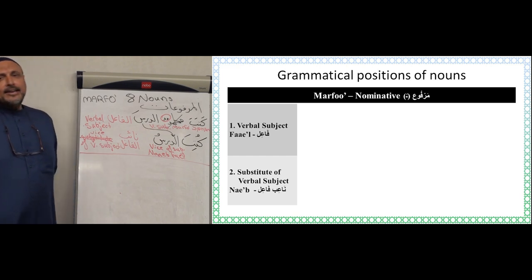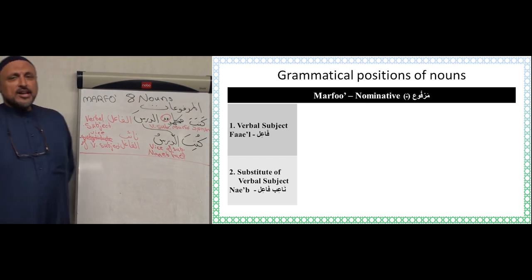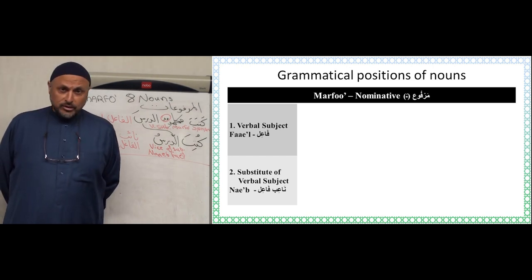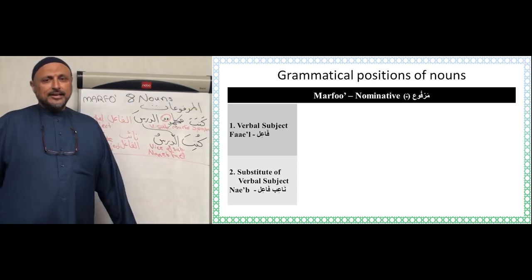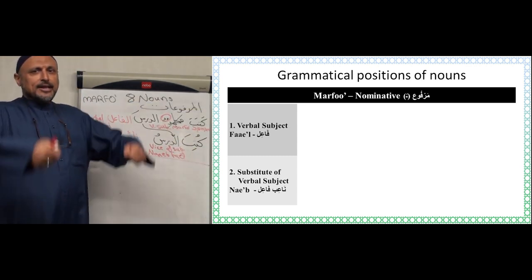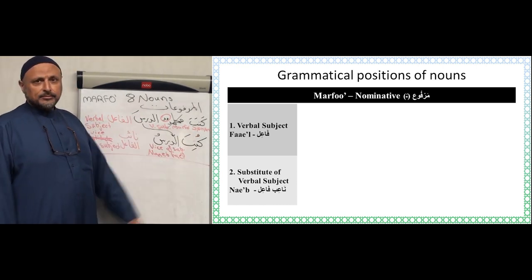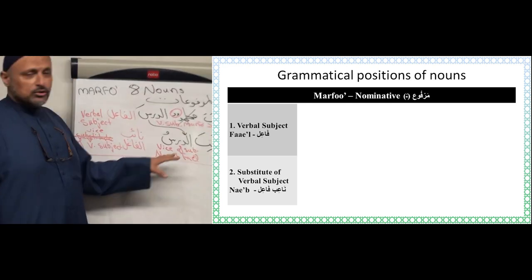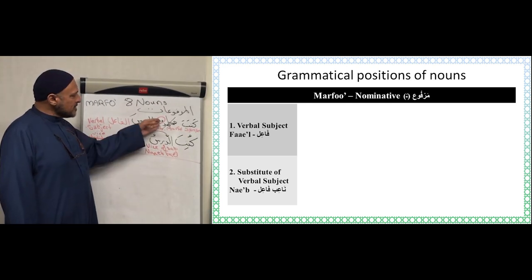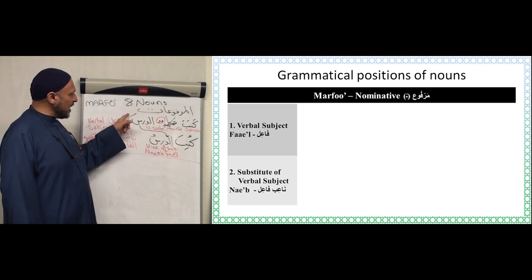So, I'll give you 1 minute to just sink this in your mind. Fa'il and na'ib fa'il. What is fa'il and what is na'ib fa'il? Fa'il is a regular subject. Na'ib fa'il pushes the subject, hides the subject, and takes the place of it, and changes the verb to passive. This verb passive, later on we'll do. Don't bother yourself with this now.